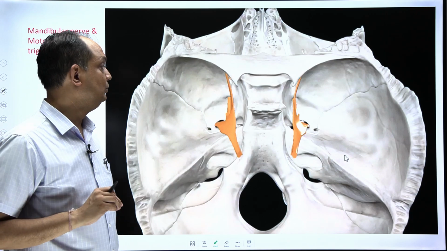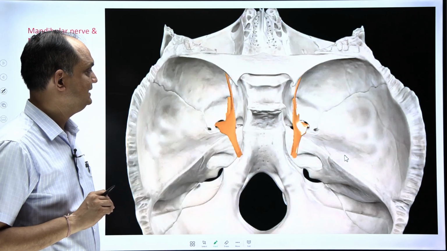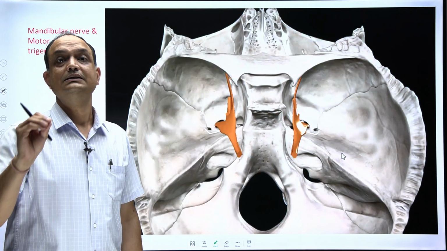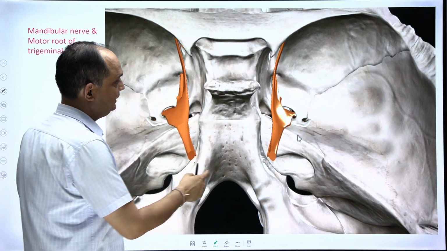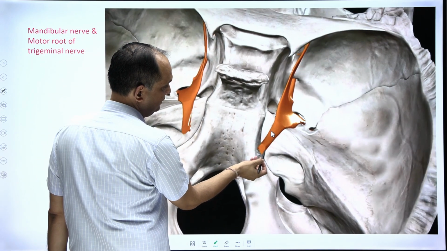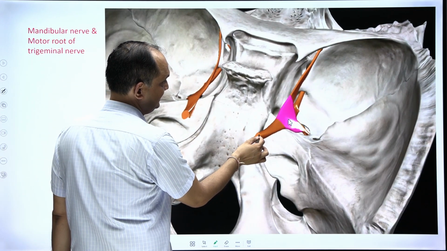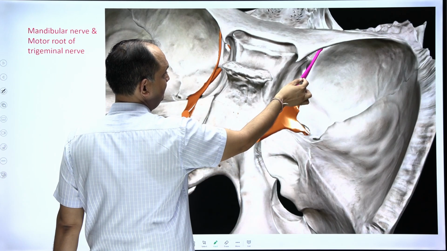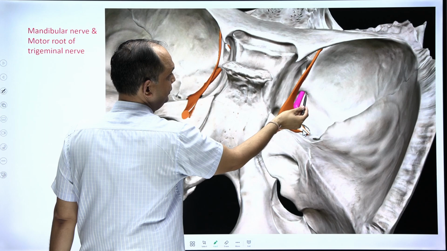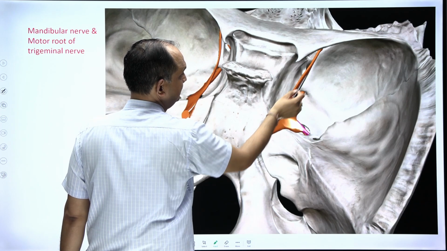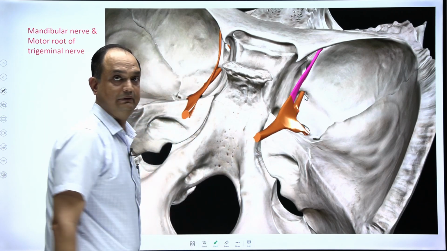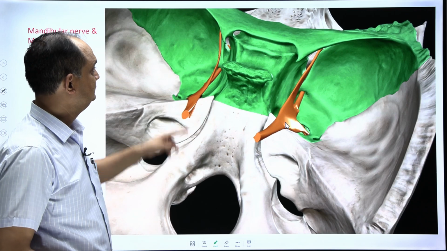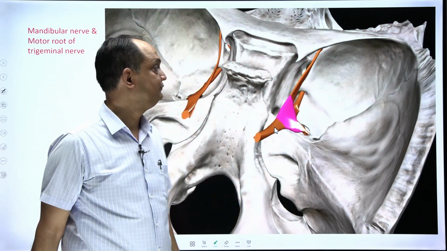how the motor root will come out. The motor root is separate from your sensory. This is the important thing. Now here you can see these are two separate nerves. This thicker one is the trigeminal nerve which has the ganglion. The ganglion gives three branches: ophthalmic division, maxillary division which goes into the foramen rotundum, and the mandibular division. Clear? Now this bone is known as the sphenoid bone.